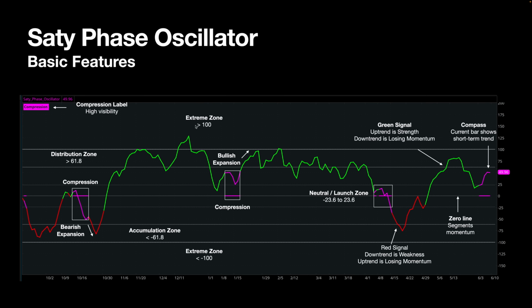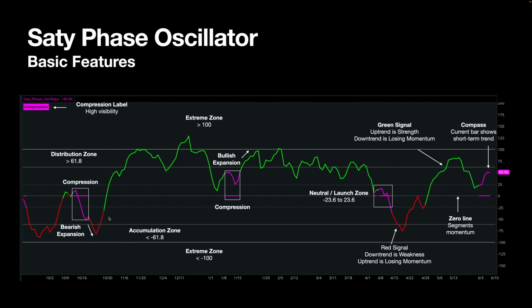But those extreme zones are typically going to lead to some sort of mean reversion or potentially reversal. And so you can leverage that to get a sense of where we are. Particularly once you get to the extremes, looking for divergences in price against price is going to provide you with really interesting and useful reversal signals.